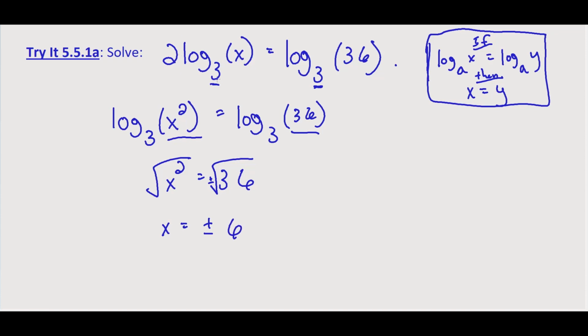Well, log base 3 of negative 6. We're not going to be able to take anything to the power of something and have it be negative, and therefore x can't be negative. So we know that x equals 6. So 2 log base 3 of 6 equals log base 3 of 36. That means that x equals 6.